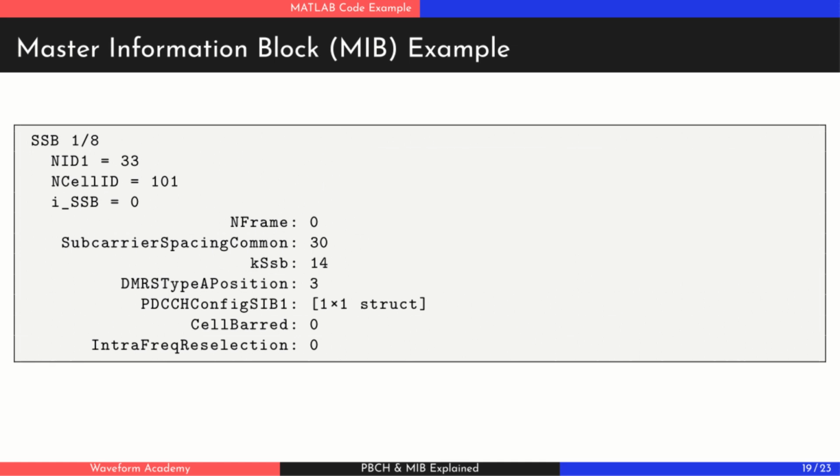This is followed by the DMRS Type A position and the PDCCH configuration for SIB1, which tells the UE where to locate and decode the PDCCH and SIB1. The next parameter, cell barred, indicates whether the cell is barred for access. If it's 0, the UE can connect. Finally, the parameter controlling intra-frequency cell reselection specifies whether the UE is allowed to reselect to other intra-frequency cells.